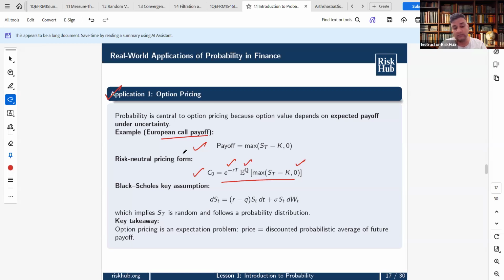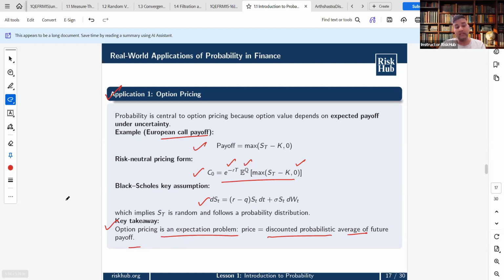Then we go to Black-Scholes assumptions, which is dST is equal to (r minus q) ST dt plus sigma ST dWt. This says the stock evolves randomly, where r is the risk-free rate, q is the dividend yield, sigma is the volatility, and dWt is the Brownian motion or the random shock. The key quantitative insight is that option pricing is not really about the stock, it is about probability distributions. The option price changes because the probability distribution changes, right? So that's what we need to look at.